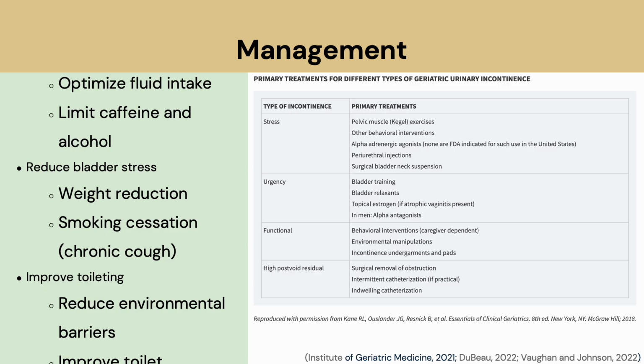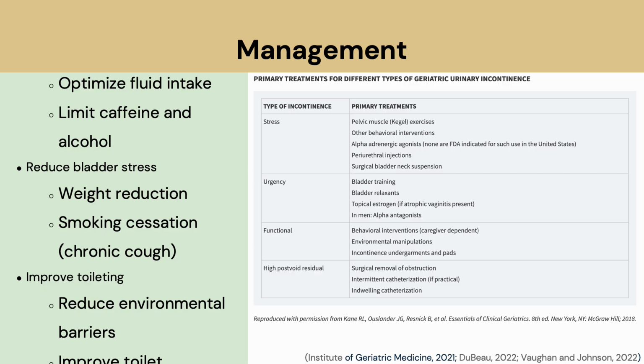The next one, for urge UI, bladder training is the cornerstone of treatment. If symptoms persist, consider pharmacological treatment. In women with genitourinary symptoms of menopause, topical vaginal estrogen may help improve symptoms.